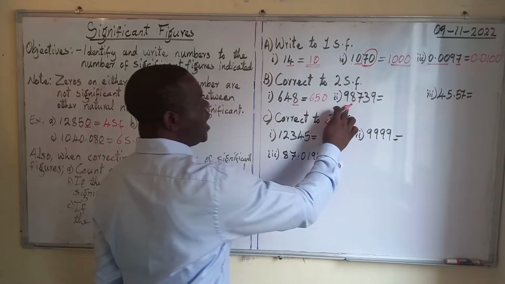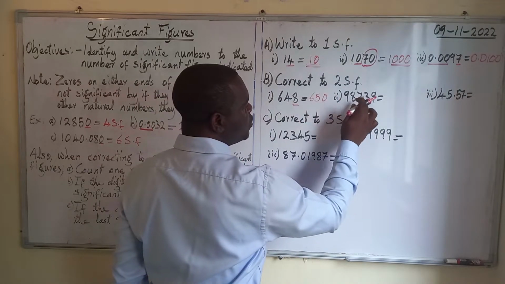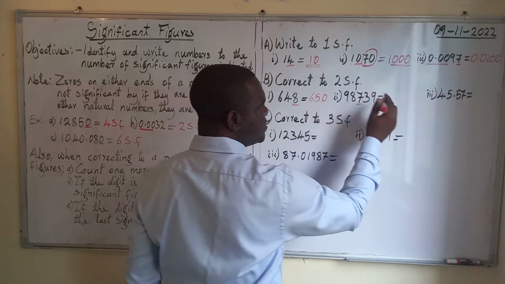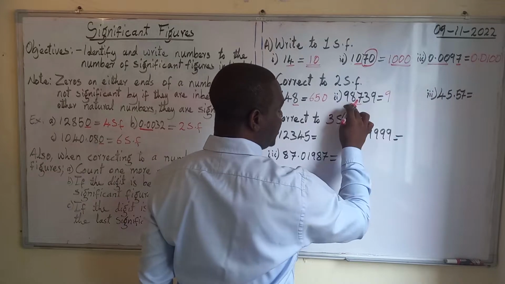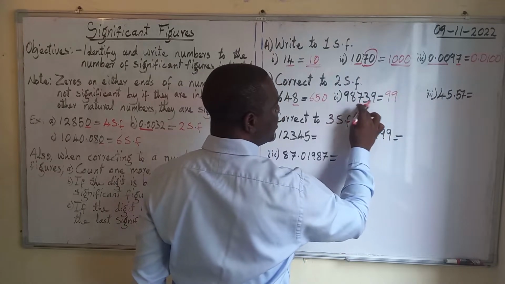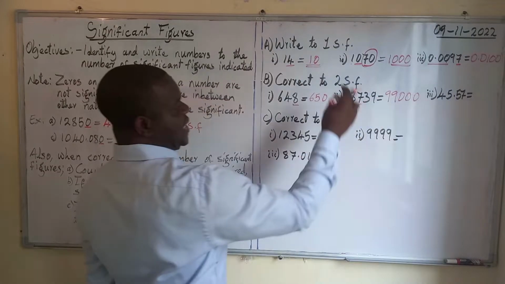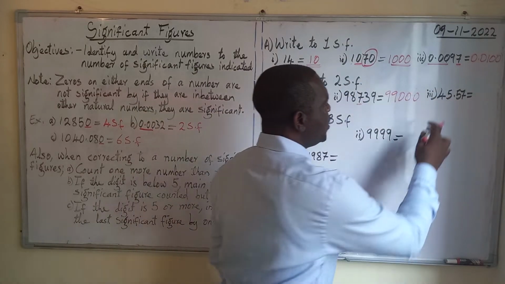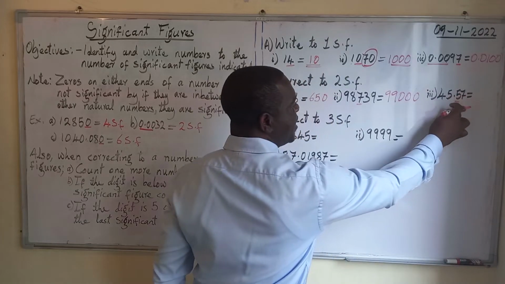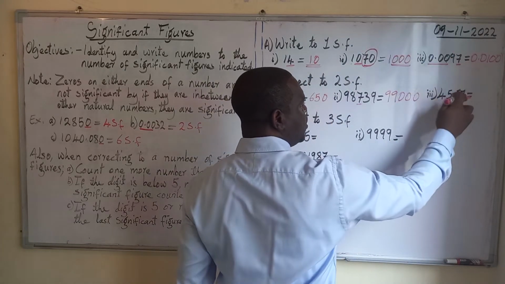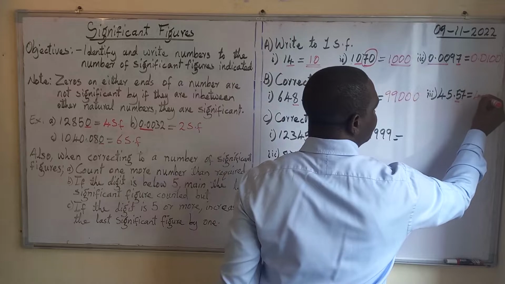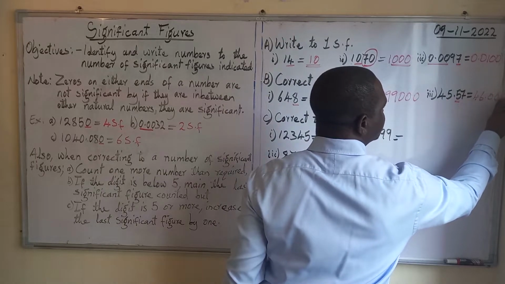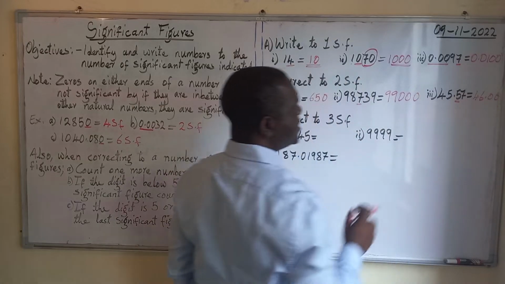The next, we count 3 more. 1, 2, 3. And 7 is more, so we add 1 to 8, and it becomes 9. So our final answer will be 9, and this 9 as well, and the rest are zeros. The next, we count 1 more. Instead of 2, we count 3. 1, 2, 3. Here, 5 is more, so we're going to add 1 to the previous. It becomes 4, and this is 6, and this 1.00. Here we have 2 significant figures.